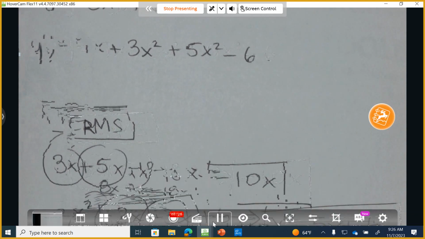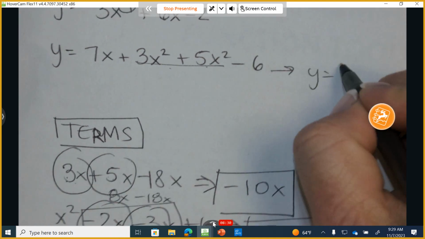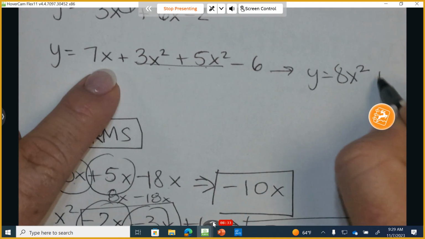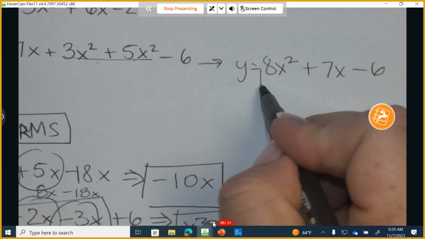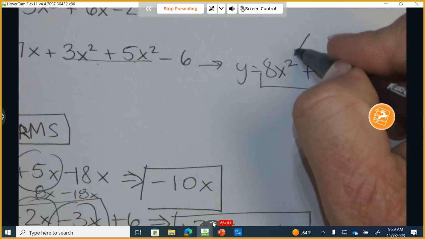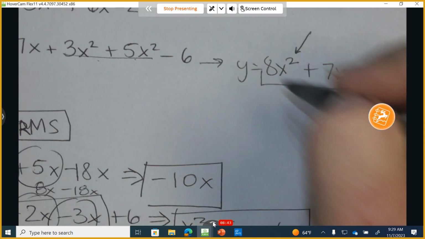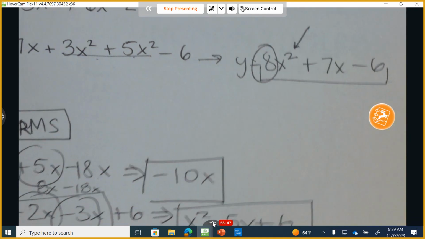So for this problem, first I'm going to combine, and when I write it in standard form, it looks like 8x squared plus 7x minus 6. So now it's in standard form. I can see that there's 3 unique terms after I've combined like terms. I can see the highest degree is 2, and that's called a quadratic function, and the leading coefficient is 8.